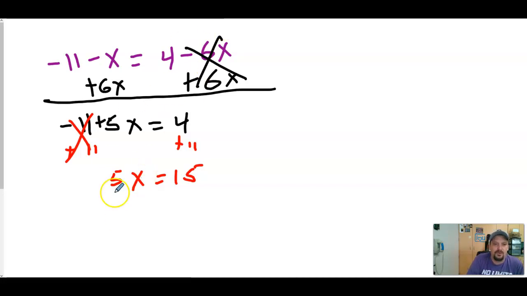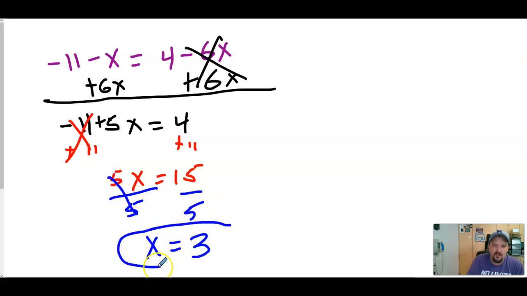Second step is going to be to divide both sides by 5. And I get x equals 15 divided by 5 is 3 for my final answer. All right, let's go ahead and take a look at 2 more examples.